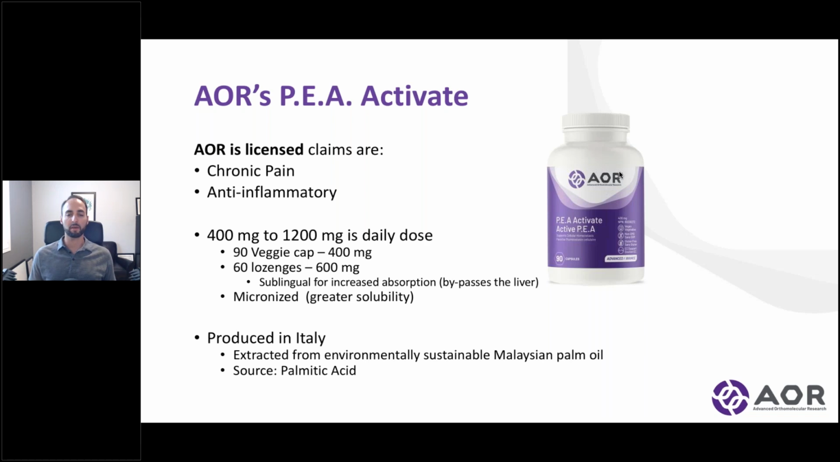I mentioned that the PEA that AOR uses is from Italy, and so that's where it's manufactured. But the original raw material comes from Malaysia, from sustainably grown and sourced palm. Palm is often one of the things that is clear cut throughout the world, but Malaysia, in this particular part of Malaysia, is one of the most responsible ways of harvesting it in a very ecologically friendly way. And the source is palmitic acid from palm. The two claims that I mentioned are chronic pain and anti-inflammatory, but what we talked about today is many other conditions that PEA could be very applicable to.